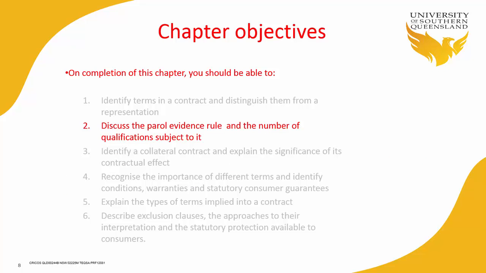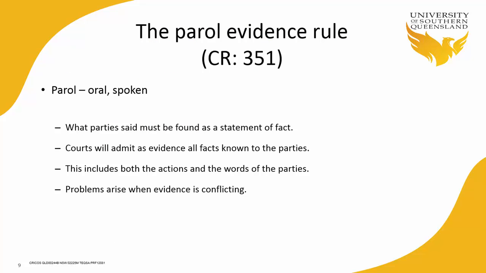Alright, let's then move on to our second objective, which asks us to discuss the parole evidence rule and the number of qualifications subject to it. Our discussion starts on page 351, and it says there that you have the parole evidence rule, and it talks about oral contracts and written contracts. If you drop to the second paragraph under written contracts, it says, in the case of a written contract, the court generally will not admit evidence of acts or words of the parties prior to the execution of the document if it has the effect of adding to, varying, or contradicting the written agreement.